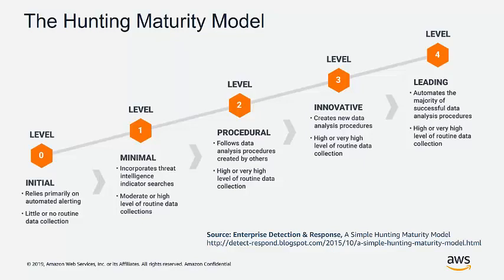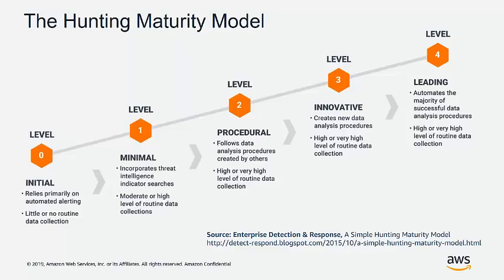So the hunting maturity model describes 5 different levels of organizational hunting, ranging from 0, the least capability, up to level 4, the most. Level 0 is essentially no capability at all, very little collection of data beyond simple alerts that we're getting out of an IDS, a DLP, an AV system, or whatever. The entire detection program is completely reactive. You're reacting to alerts. You're spending 100% of your time just processing the alerts as they come in.